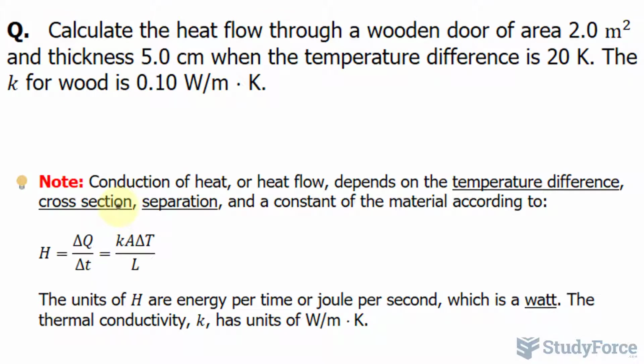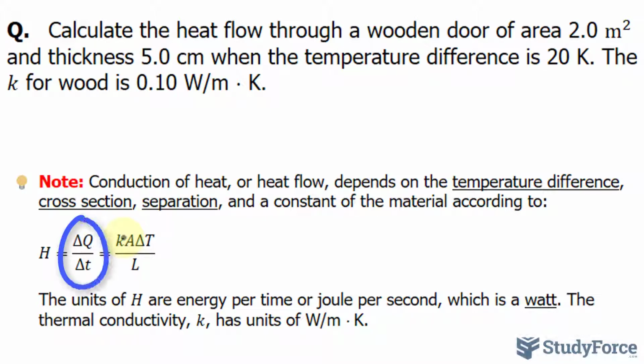As you can tell, the conduction of heat depends on the temperature difference, represented as delta T, the cross-section area, represented as A, a thermal conductivity constant K that is specific for each material, and that all gets divided by the length of separation, L. The units for heat flow are in watts.